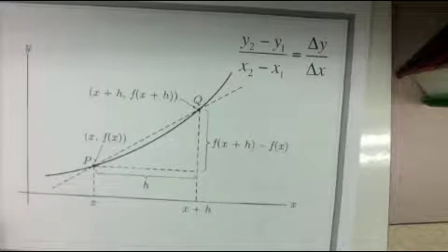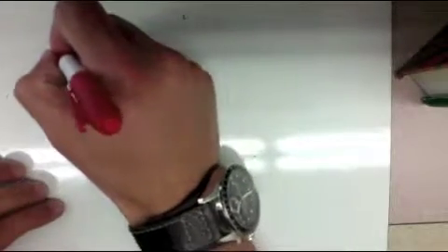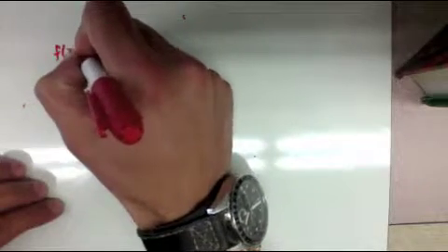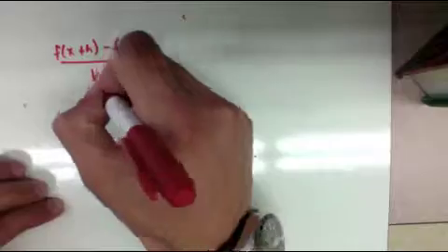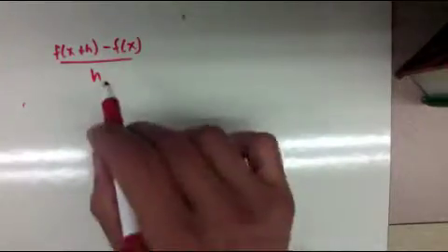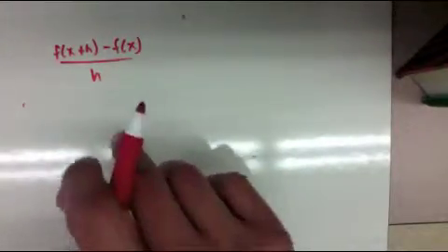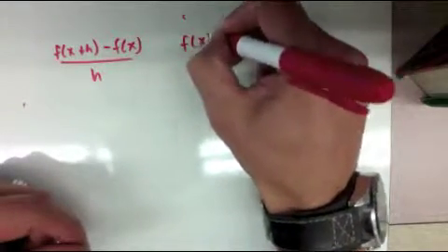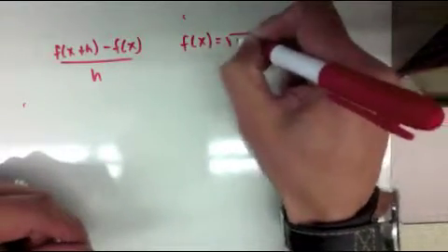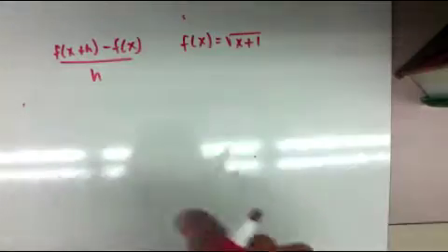Okay, so let's go ahead and do some of the problems that are gonna be on the test. You need to know the difference quotient, which is f of x plus h minus f of x, all over h. Okay, so you need to memorize that. Alright, so let's go ahead and do one of the functions. Let's do f of x equals the square root of x plus 1.